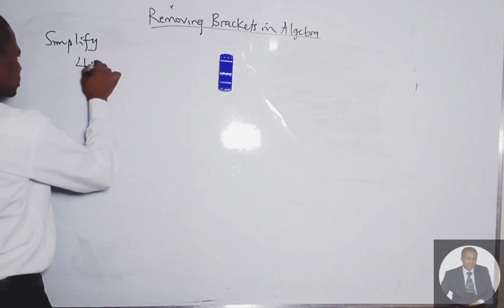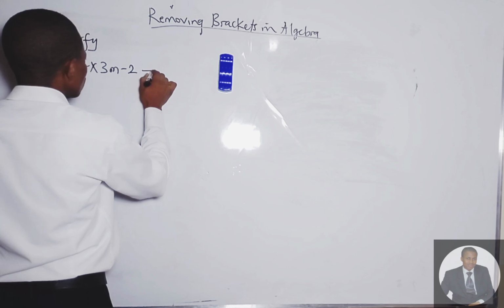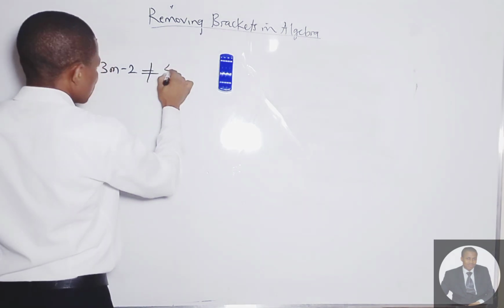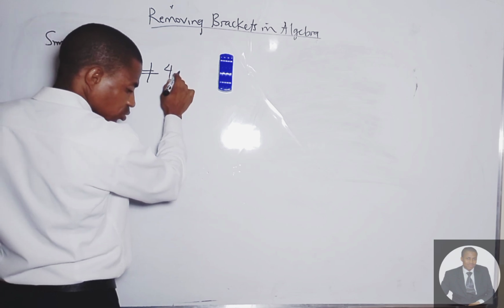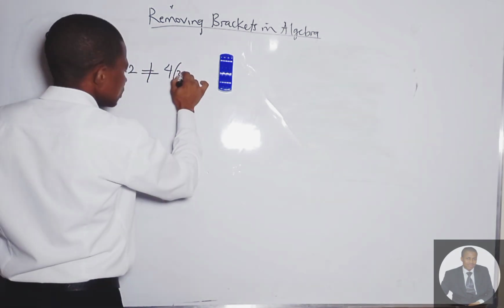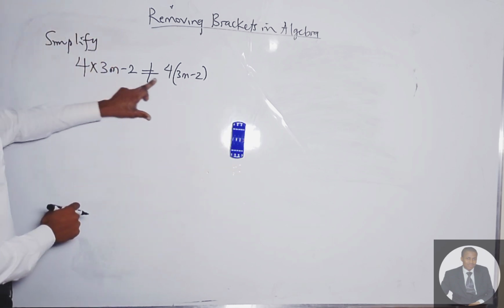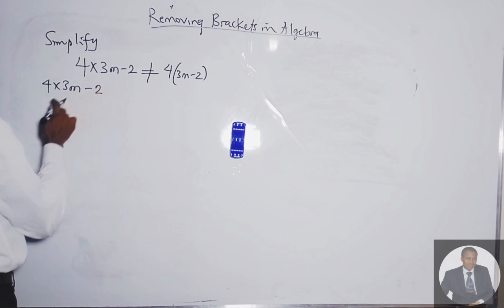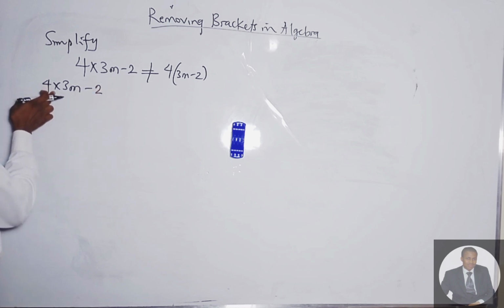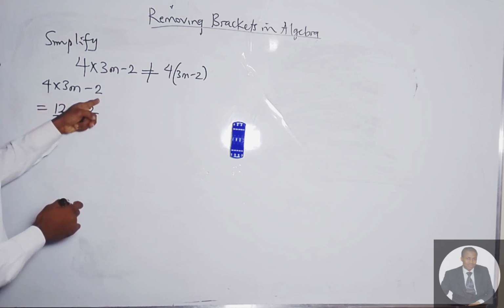Simplify 4 times 3m minus 2, and to tell us that it's not the same as 4 into bracket 3m minus 2. This question is not the same as this. 4 times 3m minus 2 refers to this 4 only multiplying 3m, and that will give us 12m minus 2. This 4 doesn't affect this.